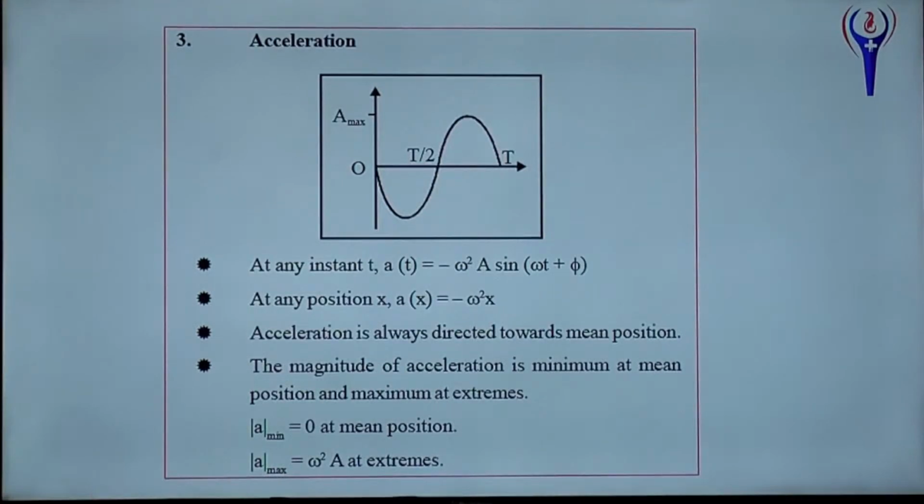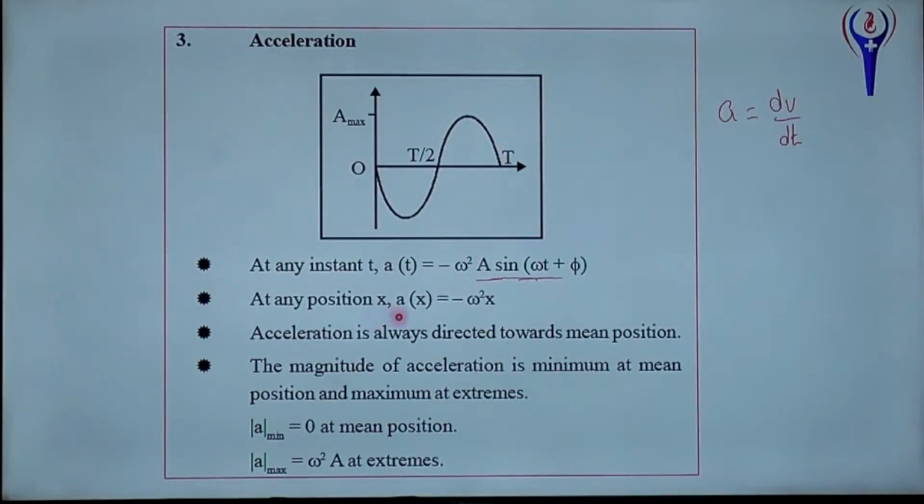Acceleration. Acceleration is rate of change of velocity. So velocity we derived, that is a omega cos(omega t plus phi). That again we want to differentiate and simplify. Then we will get at any instant t, acceleration equal to minus omega square a sin(omega t plus phi).